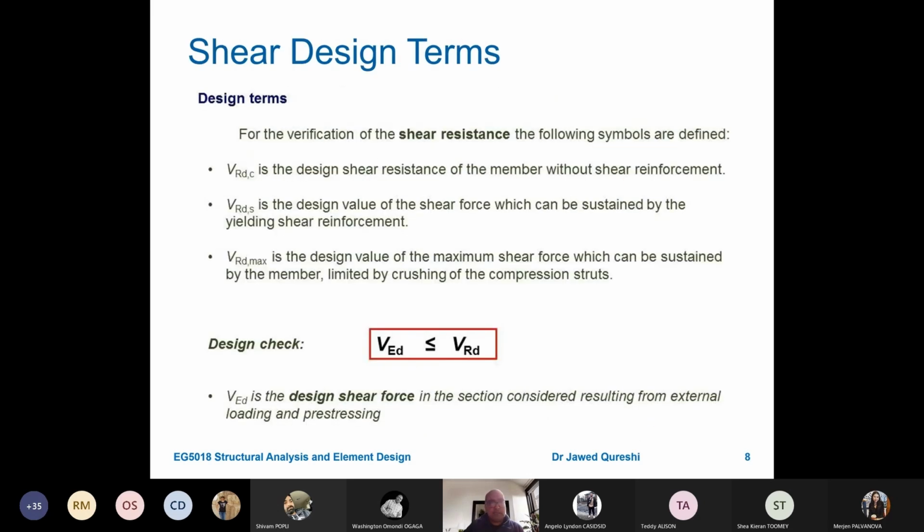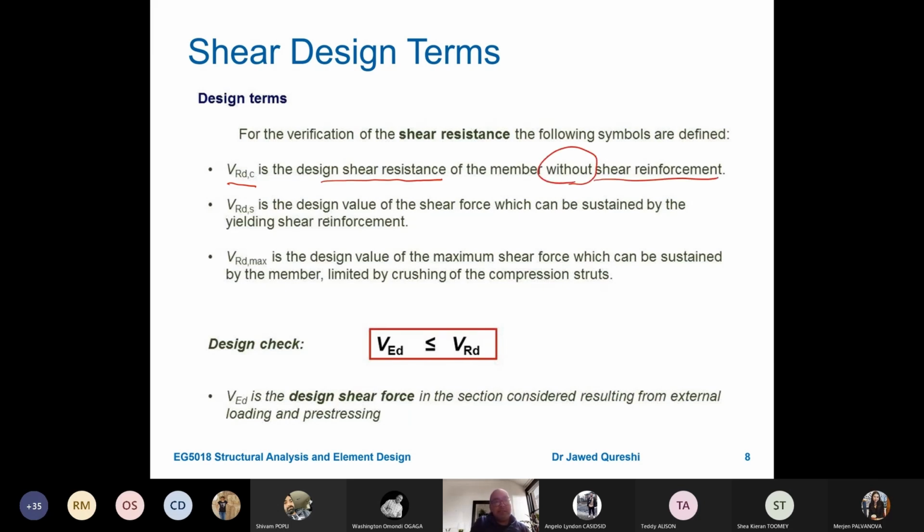Now, design terms. For verification of shear resistance, these terms should be defined. First is VRd. Rd means design resistance. So VRd,c means the design shear resistance of the member without shear reinforcement.